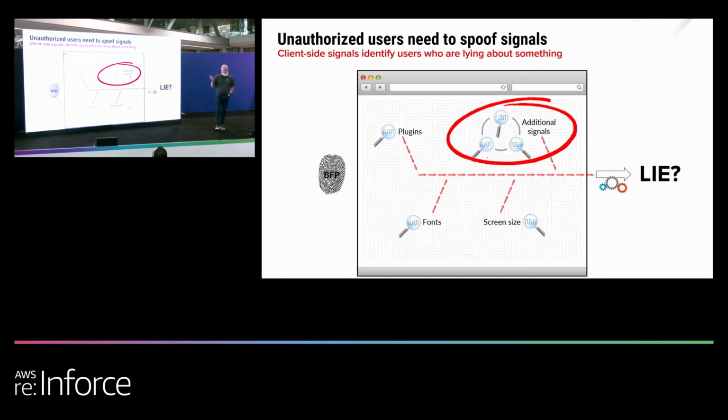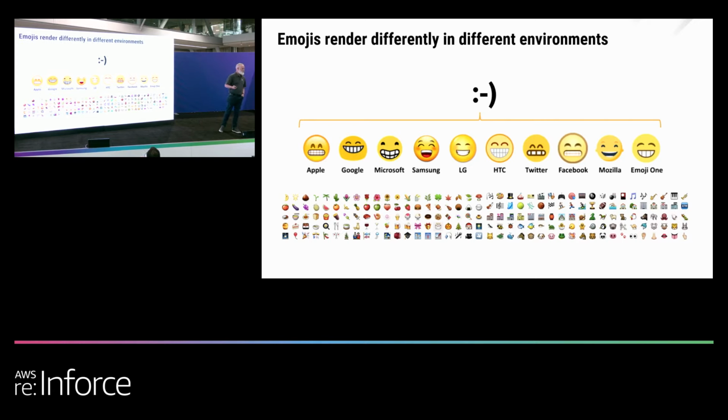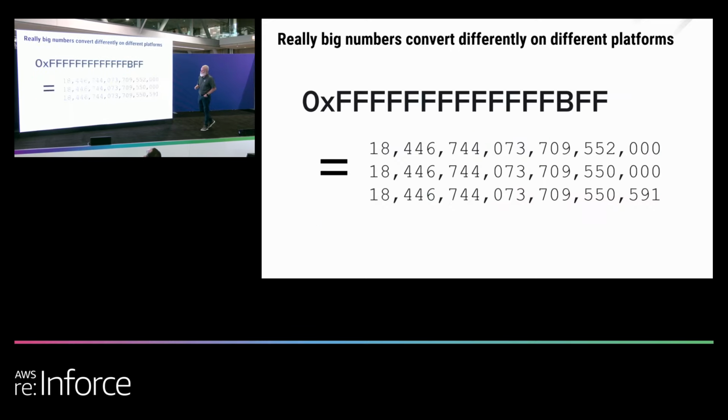The real power at F5, though, is in our additional signals. So let me give you a preview of a couple of those. This is what we call our emoji signal. It leverages the fact that different platforms render emojis differently. So if the user agent string purports to be Chrome, but they're rendering emojis like Firefox, we know they're lying about the user agent. And your legitimate customers have no incentive to lie about their user agent.